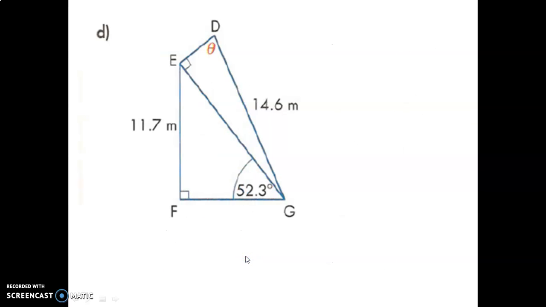Okay, the next one looks like this. Again, notice we have one right triangle and another right triangle, and this is what we're looking for. But remember, you cannot set up any trig unless you know two parts: one angle and one side, or two sides, and so on. So try to set up a trig ratio to get you started.